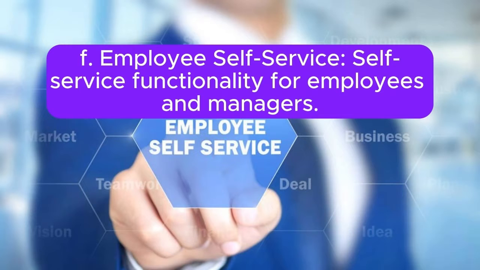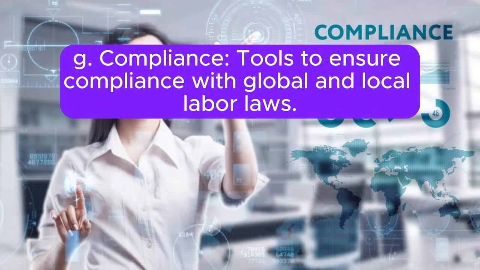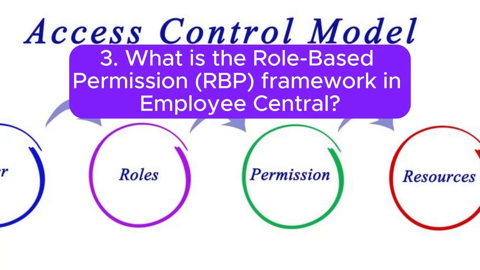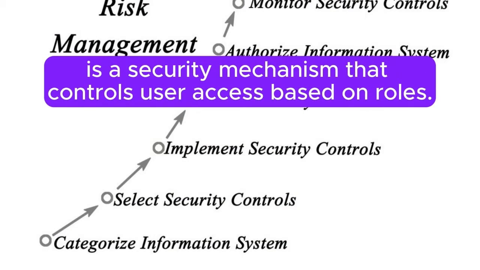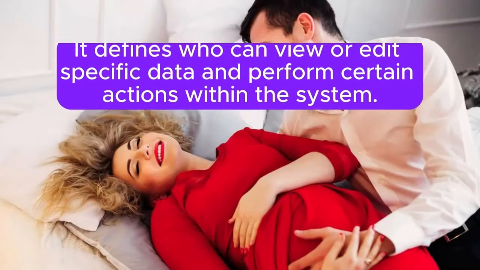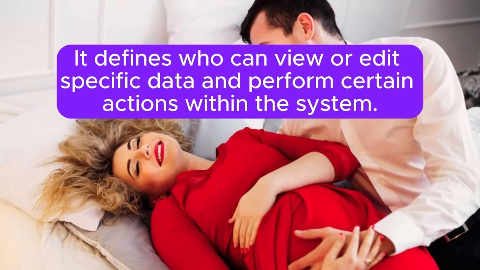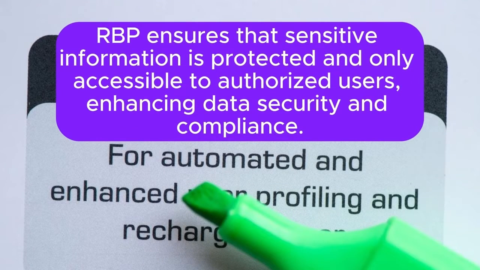F. Employee self-service functionality for employees and managers. G. Compliance, tools to ensure compliance with global and local labor laws. 3. What is the role-based permission (RBP) framework in Employee Central? Answer. The role-based permission (RBP) framework in Employee Central is a security mechanism that controls user access based on roles. It defines who can view or edit specific data and perform certain actions within the system. RBP ensures that sensitive information is protected and only accessible to authorized users, enhancing data security and compliance.